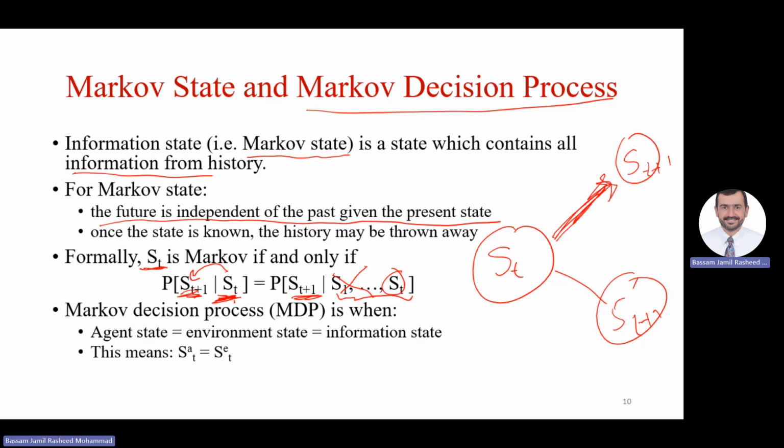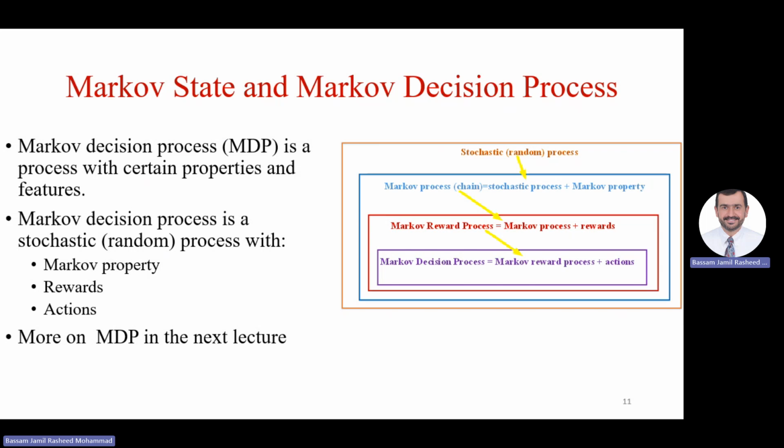So a Markov decision process is when the agent state equals the environment state equals the information state. We aim to have the state that is inside the environment be part of the agent's environment. And that's a tough challenge. Okay, that is a tough challenge. Our goal here is to build a Markov decision process, because this is how we will build an agent for reinforcement learning. However, let's see where that Markov decision process came from.